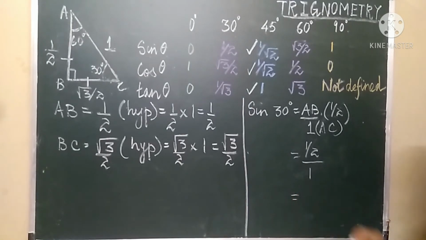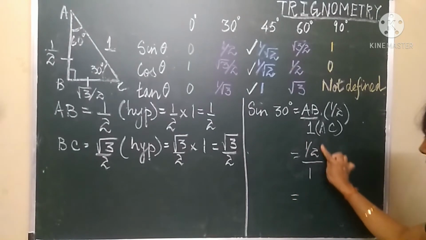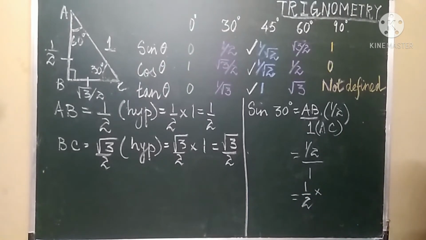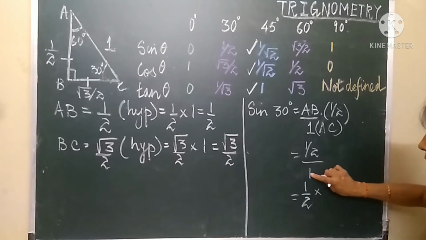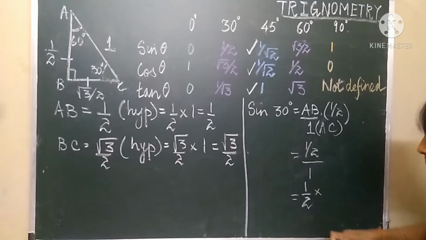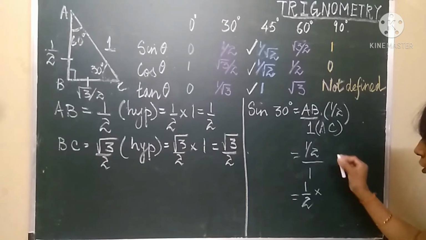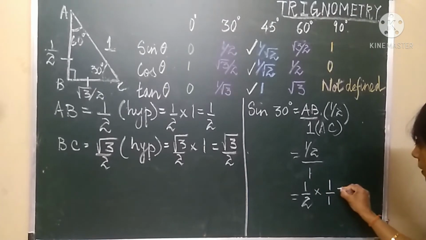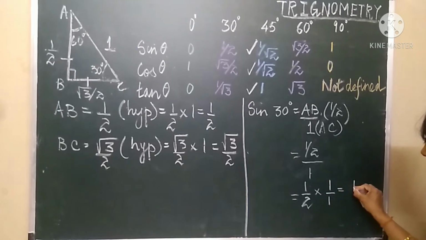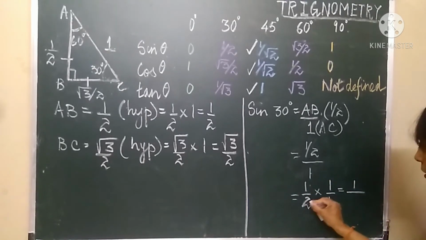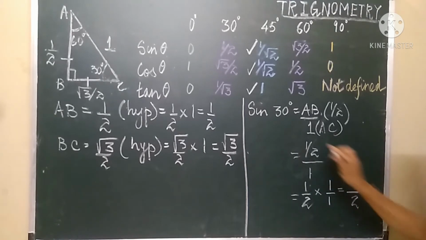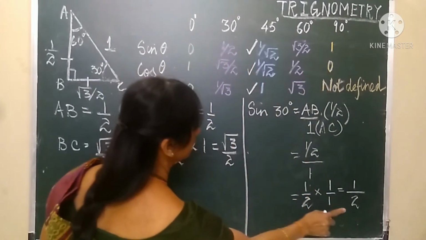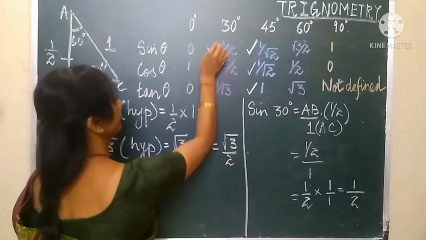Now how do we calculate? Numerator fraction as it is, multiplied by the reciprocal of the denominator. What is the denominator? 1. 1 means 1 upon 1. So when division changes to multiplication, the reciprocal of this will also be 1 upon 1, which you cannot reduce. So numerator into numerator upon denominator into denominator. So sine of 30 degrees is equal to half. So sine 30 is half.